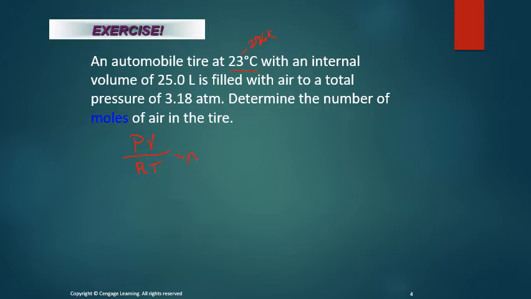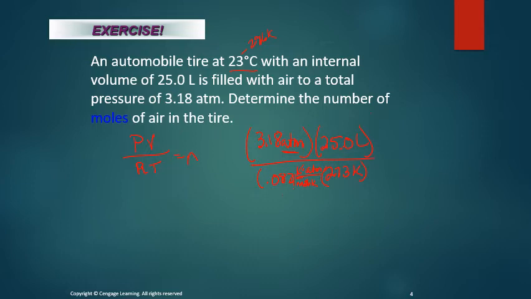So in this particular case, I have 3.18 atmospheres, 25.0 liters, 273 Kelvin, and for the R value, because it is in atmospheres, I'm going to use 0.0821 liter atmospheres per mole Kelvin. So it should cancel all units except for the last one that we're trying to solve for.